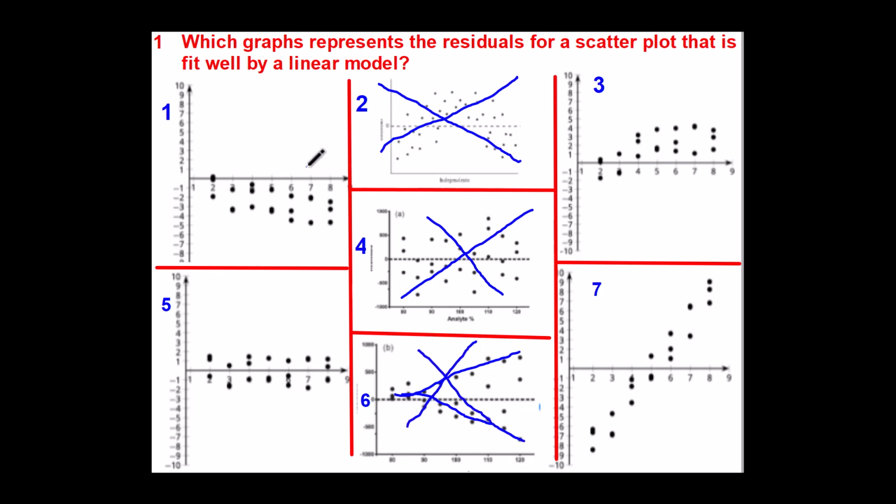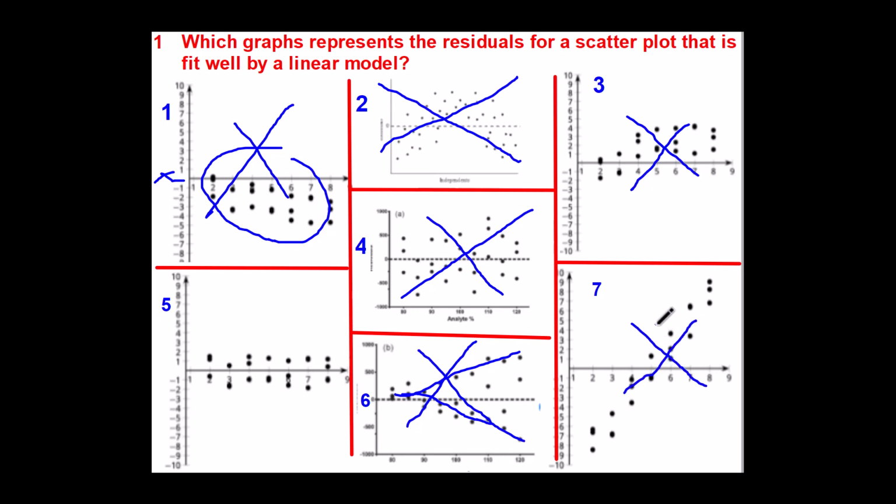Okay, I'm not going to choose 1 because all those dots are below the x-axis, but they need to be on both sides. So I'm going to eliminate this one, and I'm going to eliminate 3 because we don't have them split out above and below. And I'm going to eliminate 7 because this is a different type of graph. This is the graph that we've been used to looking at. It's going to be number 5, and I'm going to show you why.